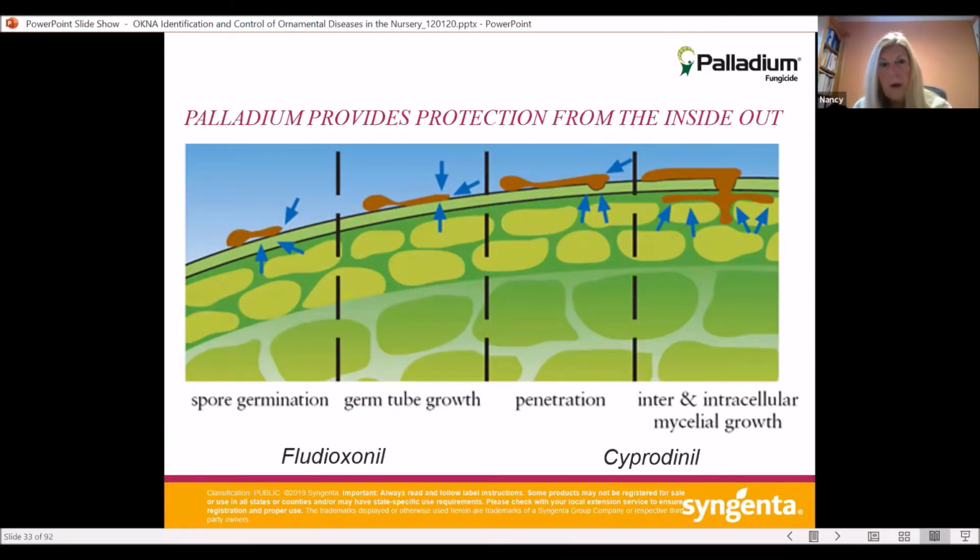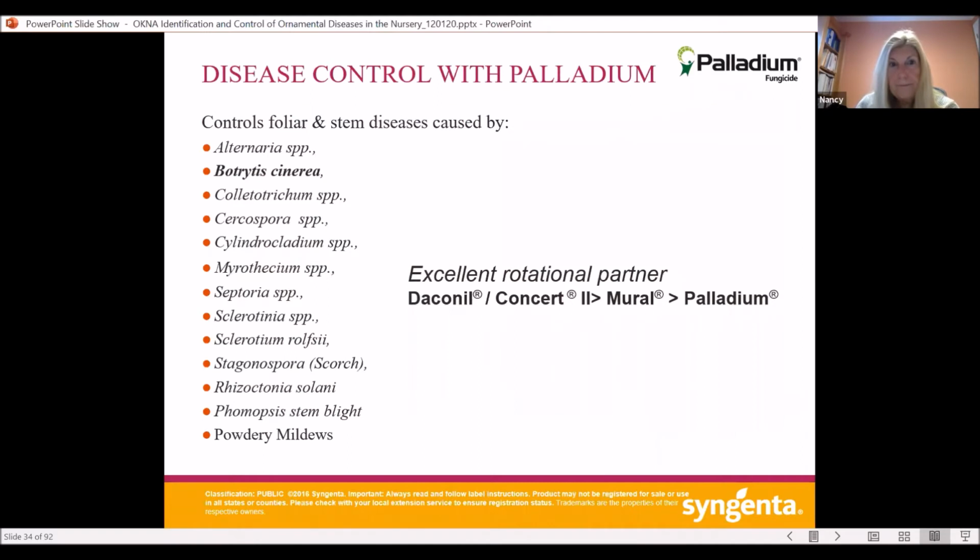So how Palladium works is the fludioxonil component actually provides protection on the outside of the plant, inhibiting spores from germinating and penetrating into the plant tissue, while the cyprodinil component actually penetrates into that tissue and stops the mycelium from growing internally. And so that's why it does work well with powdery mildew because of that.